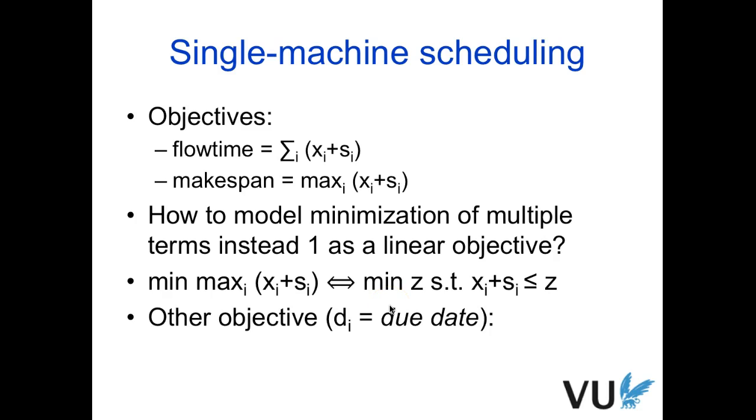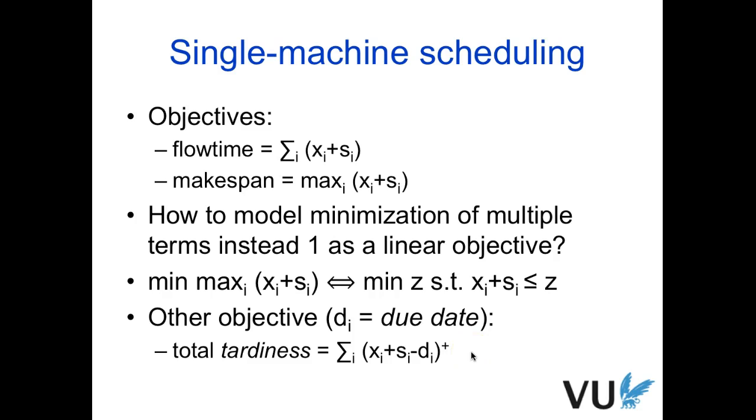Another objective, which we already discussed, with the due date, is the tardiness. Now in the tardiness there's also nonlinearity. Here you see the lateness, and with the plus added to it, the maximum between 0 and this number, you get the tardiness, and we are interested in the sum of the tardiness, the total tardiness. So how to model this in a linear way?